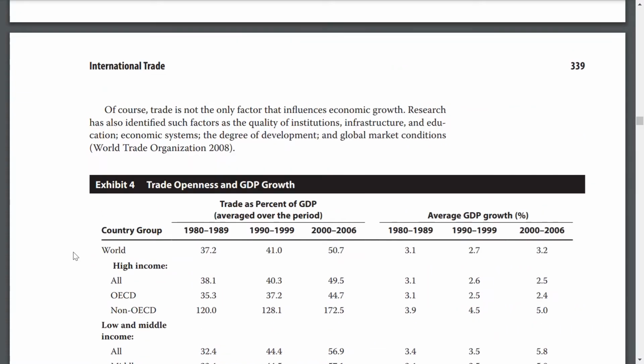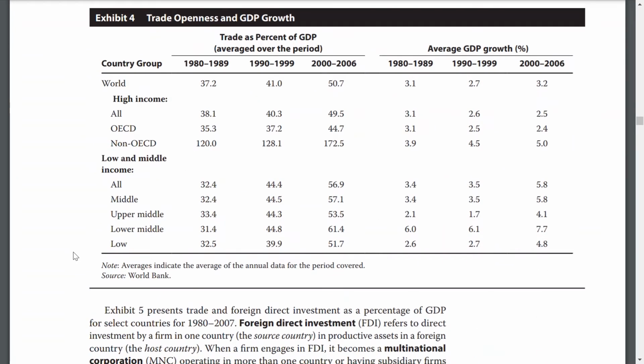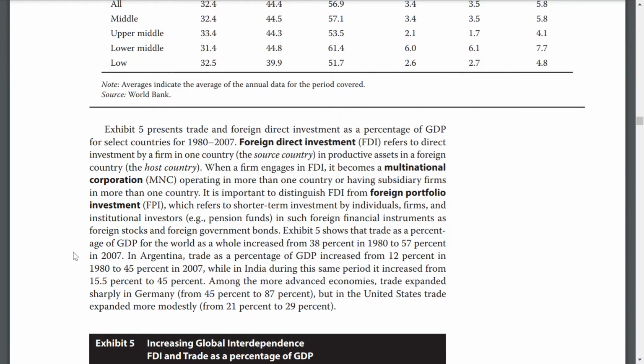Of course, trade is not the only factor that influences economic growth. Research has also identified such factors as quality of institutions, infrastructure, and education, economic systems, and degrees of development. Exhibit 5 presents the trade and foreign direct investment as a percentage of GDP in selected countries from 1980 to 2007. Foreign direct investment refers to direct investment by a firm in one country in productive assets in a foreign country. When a firm engages in a foreign direct investment, it becomes a multinational corporation operating in more than one country or having subsidiary firms in more than one country.